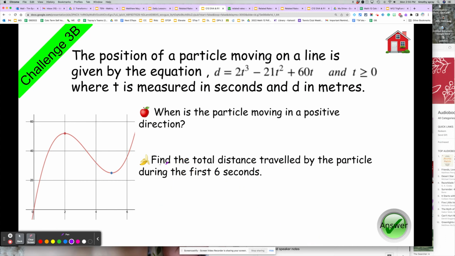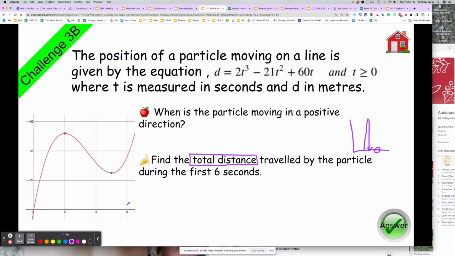This next piece can be quite tricky. Find the total distance traveled by the particle during the first 6 seconds. This is the most common error in this section, total distance. Let's go back to that frog. The frog jumped up and it jumped down. What's the total distance traveled? The answer is not 0. The frog jumped up, it jumped down, it just happened to land in the exact same spot. But it moved up, it moved down.